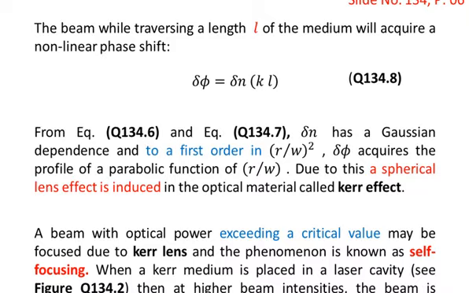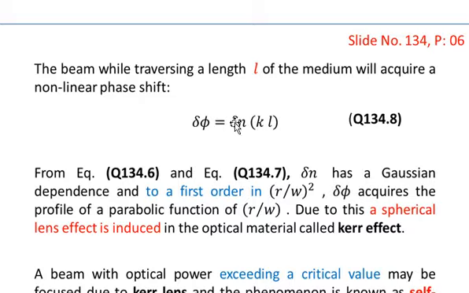So the phase through the Kerr lens, or through the Kerr material, will change like this. That is, the change in the phase of the material will be delta phi equal to delta n times kL. By the definition of the phase, we have written the change in the refractive index multiplied by k multiplied by L, where L is the length of the medium of the Kerr cell, and delta phi is the change encountered by the light when it passes through the Kerr cell.